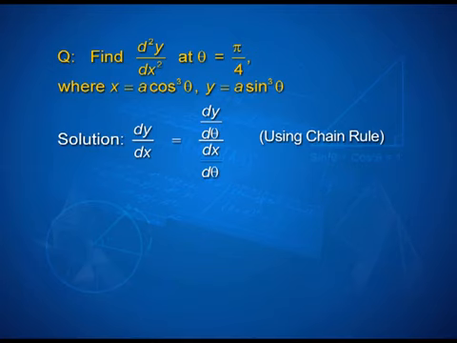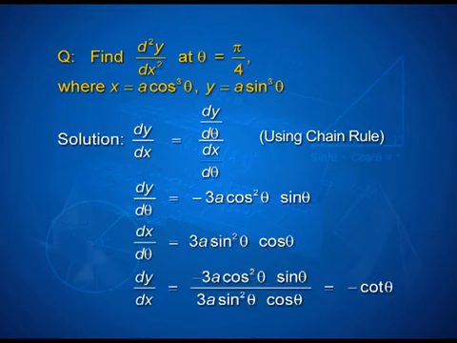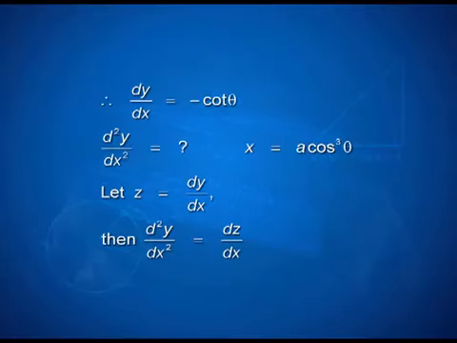Taking the quotient, I get the derivative of y with respect to x as minus cot theta, and this is a point where you need to be careful now. I want to find the second order derivative of y, which means that I have to find the derivative of the derivative of y with respect to x, but dy by dx is a function of theta, not x.